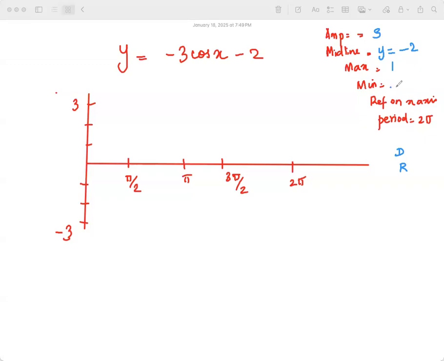Minimum is? -5. There is a reflection on the x-axis. Period continues to be 2 pi. So do you see what is the domain of the graph? Domain is very easy: -infinity to infinity. But what is the range of the graph?